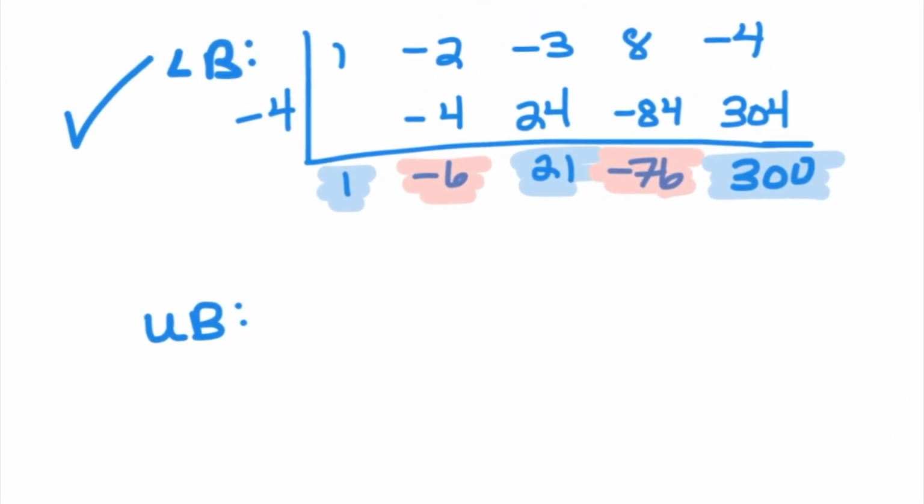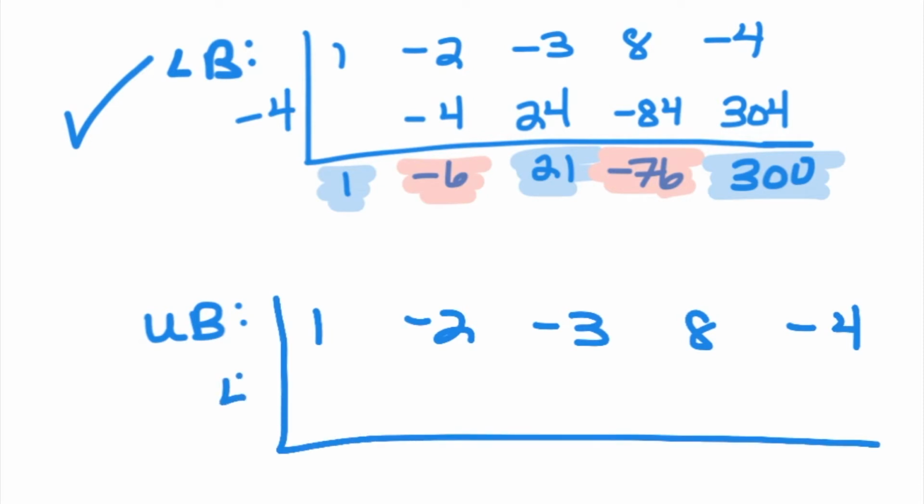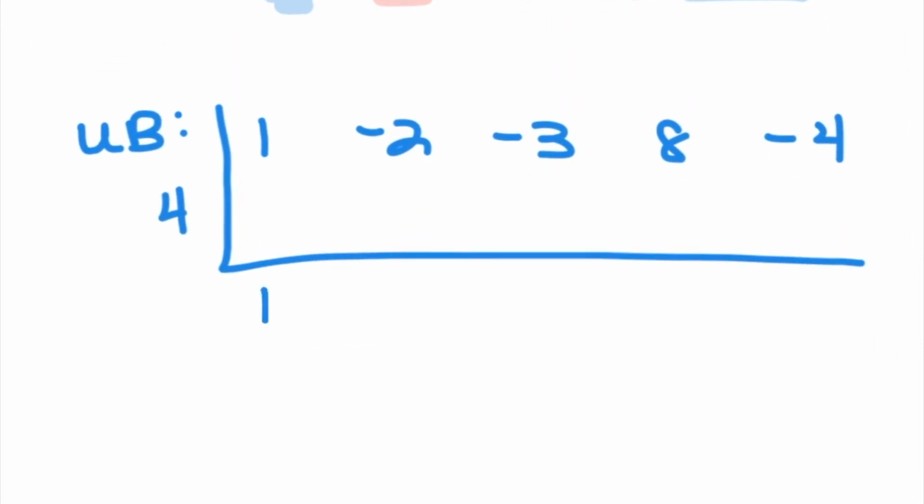and now I'm going to check the upper bound, and I'm going to do a whole new synthetic division with the same divisor. And this time I'm testing positive 4. Bring down the 1. Times 4 is 4. Negative 2 plus 4 is 2.